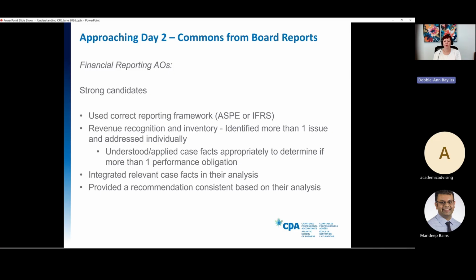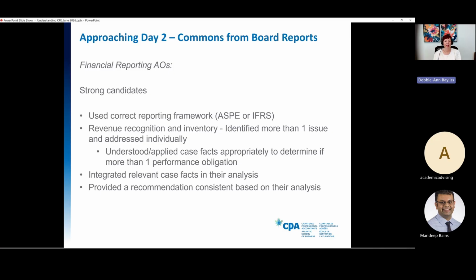For example, for revenue recognition and inventory, they identified that there was more than one issue and addressed them individually. They understood and applied the case facts appropriately to determine if there is more than one performance obligation. And performance obligation seems to be a real area of development for a lot of candidates. Make sure that you understand the criteria to determine if there is more than one distinct performance obligation.